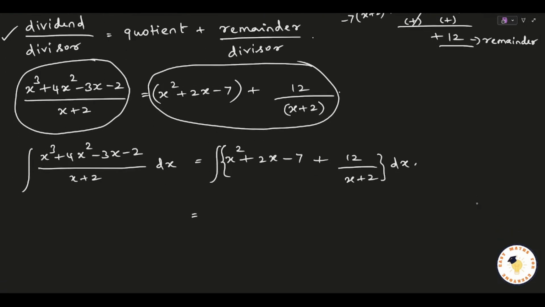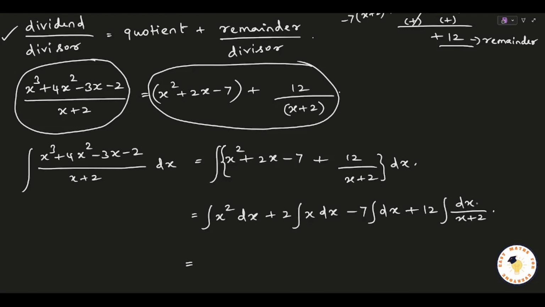We can split this into individual integrals like x square dx plus, taking out the constants as well, 2 times integral x dx minus 7 into dx becomes minus 7 integral dx plus you can take 12 outside, integral dx by x plus 2. And of course you are familiar with the formulas to be used here.